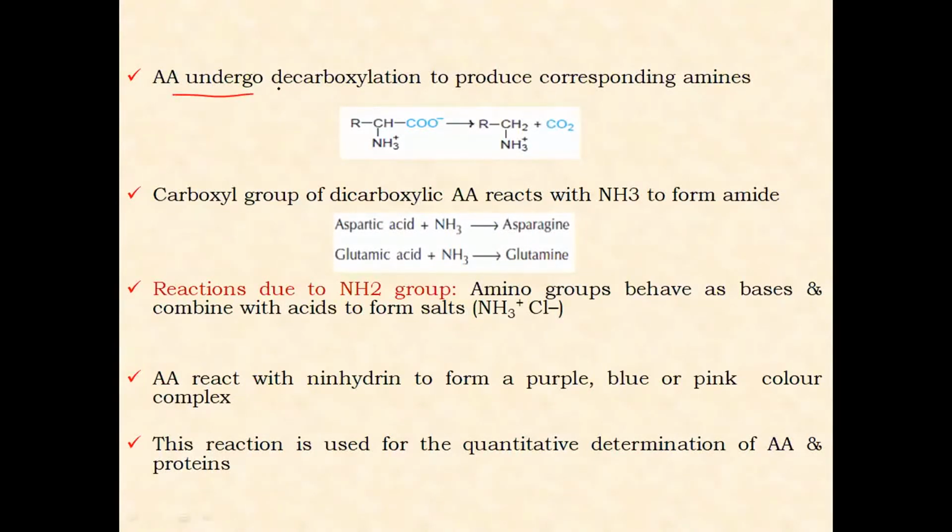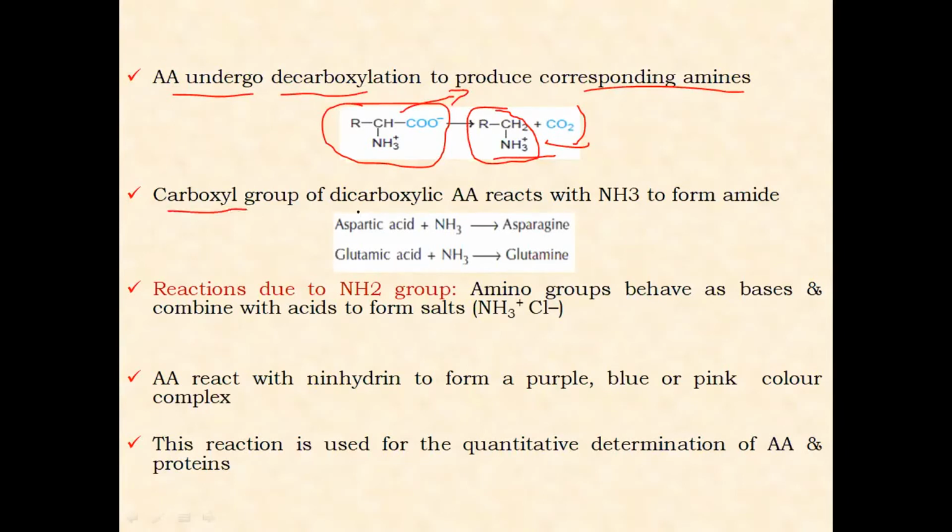Also, amino acid undergoes decarboxylation to produce the corresponding amines. So you can see here, this is an amino acid. So decarboxylation occurs, carbon dioxide is released, and you can see here this amine is produced.